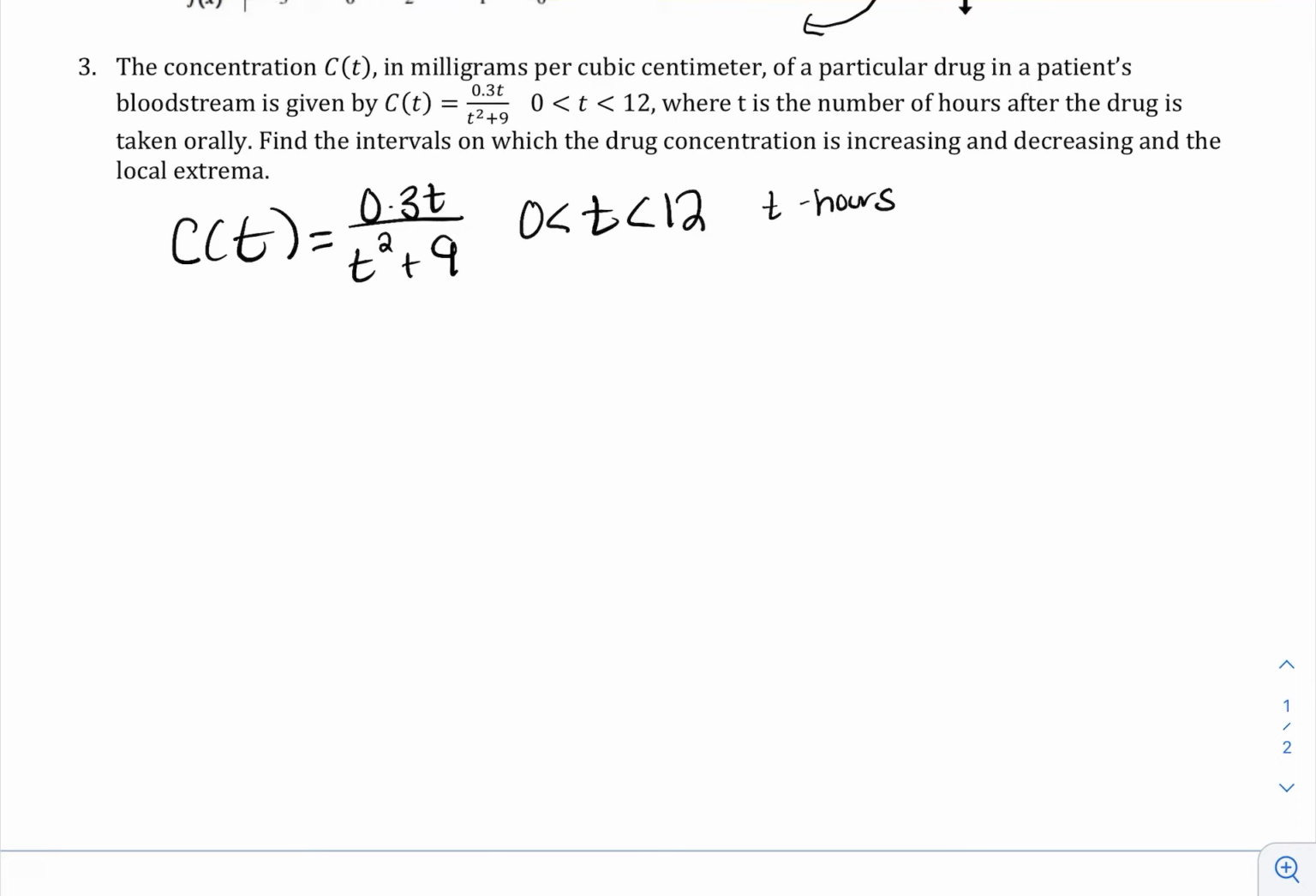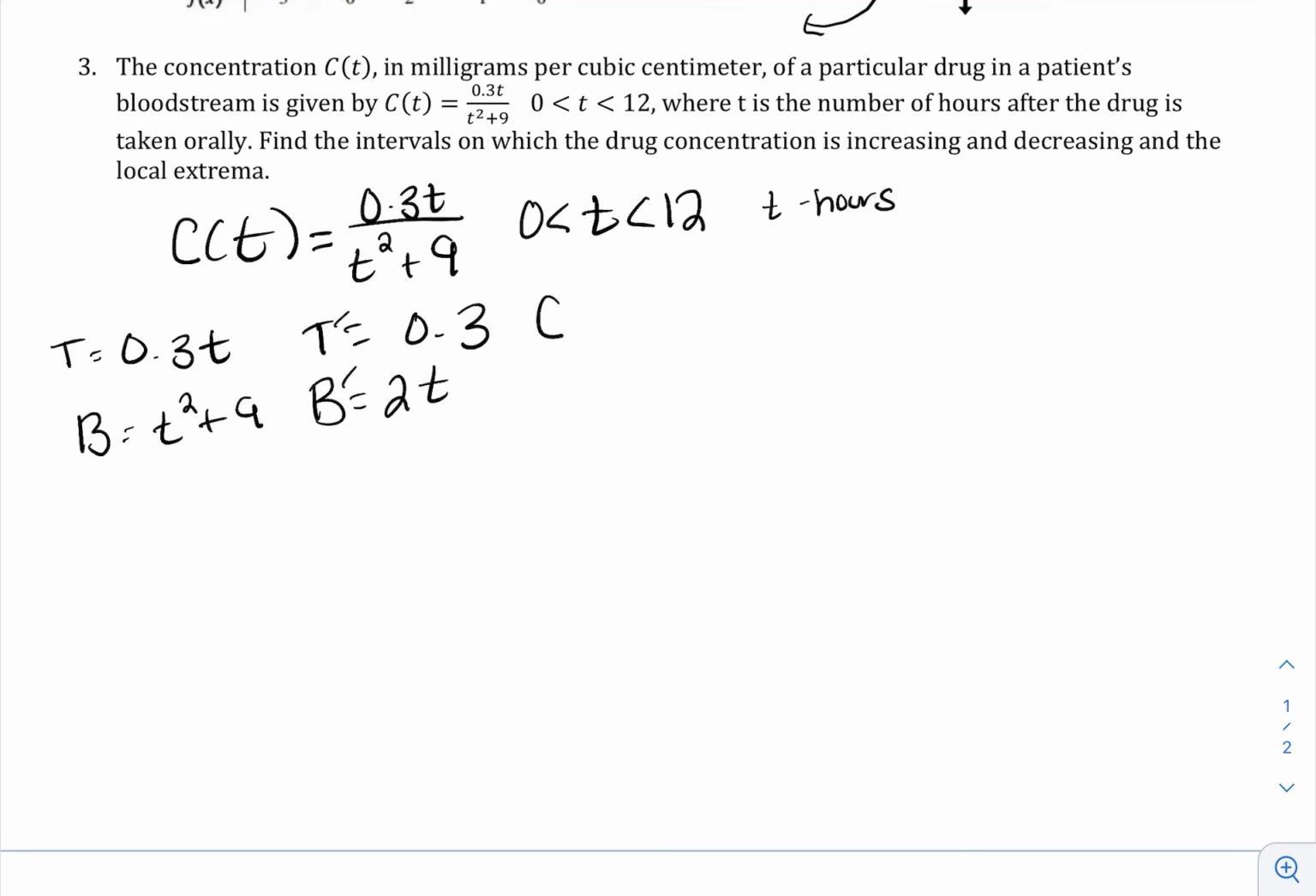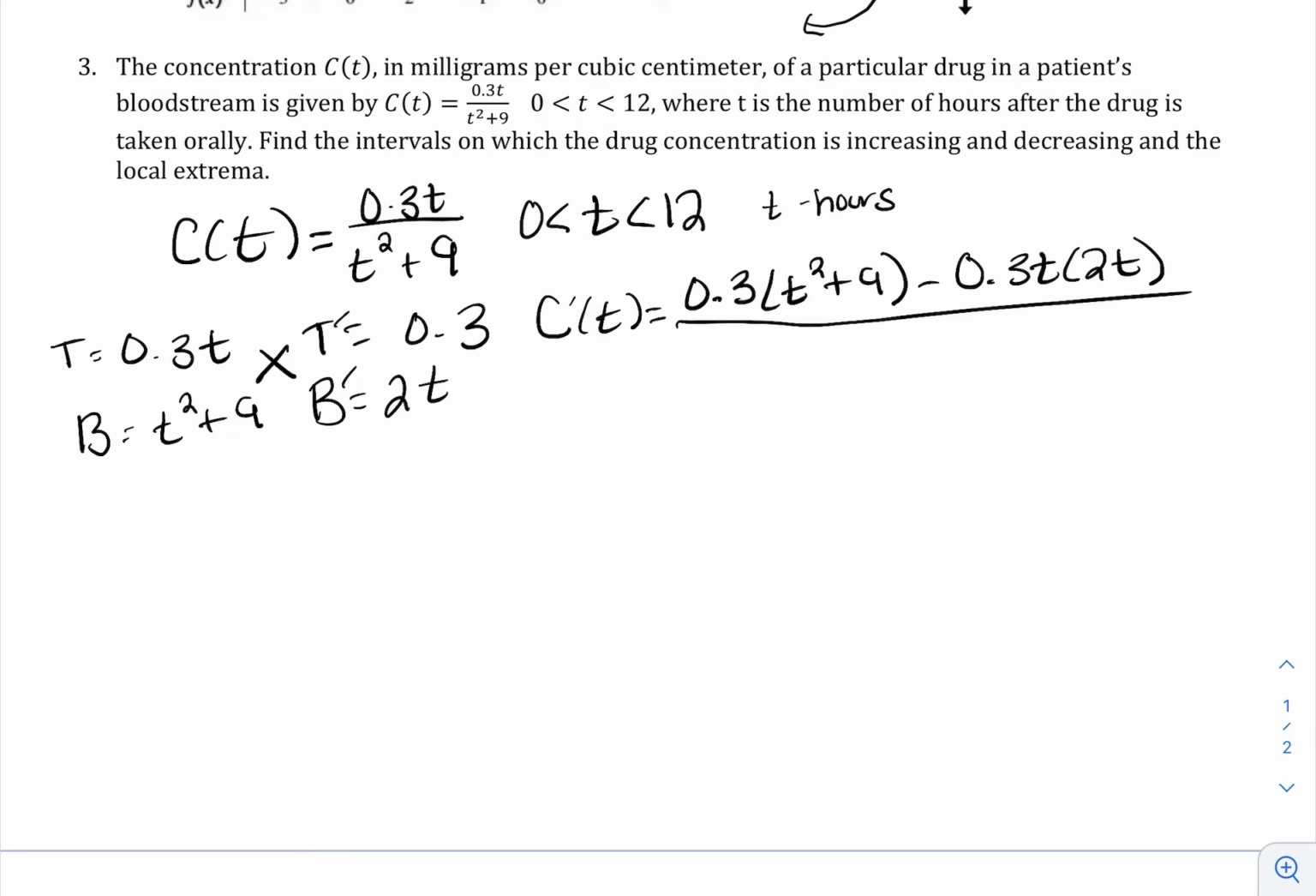We need to create the sign chart by finding the first derivative. So C of t is a rational function. The top is 0.3t, so the top's derivative is 0.3. The bottom is t squared plus 9, so the bottom's derivative is 2t. So C prime of t is equal to, cross, 0.3 times t squared plus 9 minus 0.3t times 2t, all over t squared plus 9 squared.